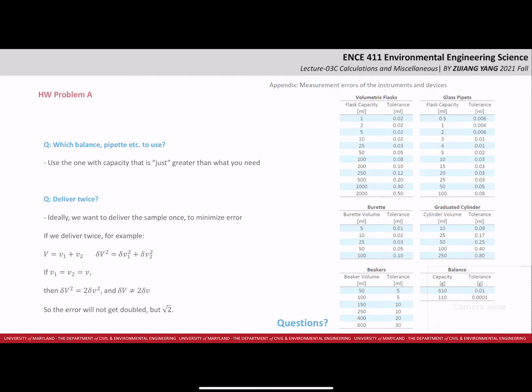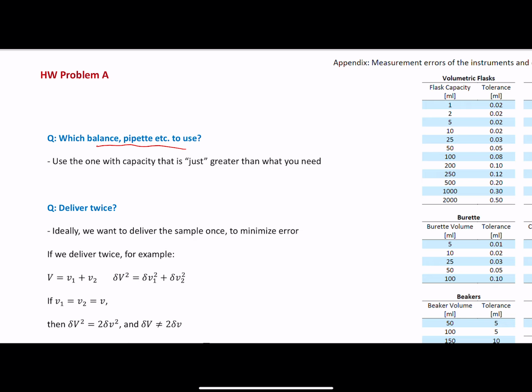It is almost the end, but I would like to talk more about the homework, some of the frequently asked questions. The first one is, I have 2 balances to use. For example, here we have 2 balances. The question is, which balance or pipette do I need to use? The rule is that we use the one with capacity just greater than what we need, so that we can minimize the errors.